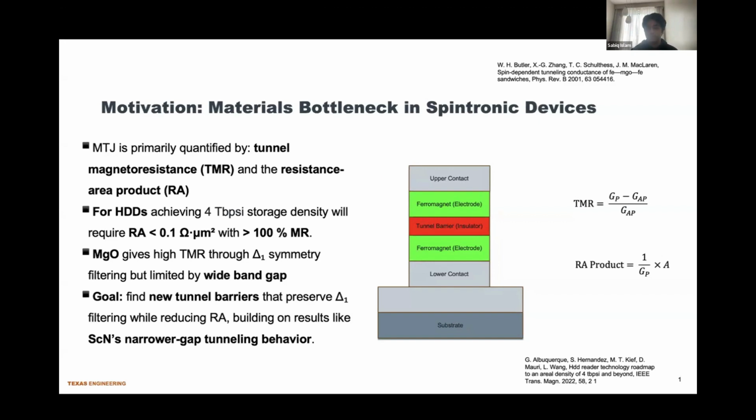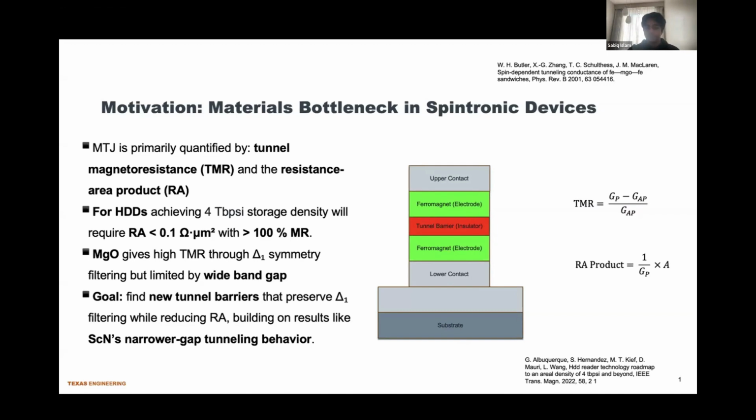So the canonical tunnel barrier for magnetic tunnel junctions is magnesium oxide, and this is because it provides this delta 1 symmetry filtering, which enables high transmission. However, a really big bottleneck with MgO is its high band gap of about 7.8 electron volts, and this causes it to have a very high resistance area product. So when we try to scale down MTJs, it becomes hard to maintain a low RA, and it also creates wafer variability and creates pinholes, which leads to a poor MR.